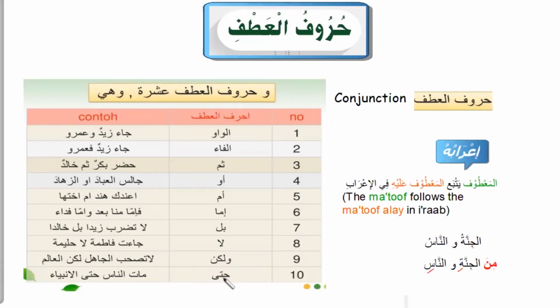There are other meanings associated with it, but we'll look at them later. We are looking at it in the context of huruf al-atf. When it comes as a harf al-atf in a sentence, it will mean two things. The first one is until, and the second one is even.